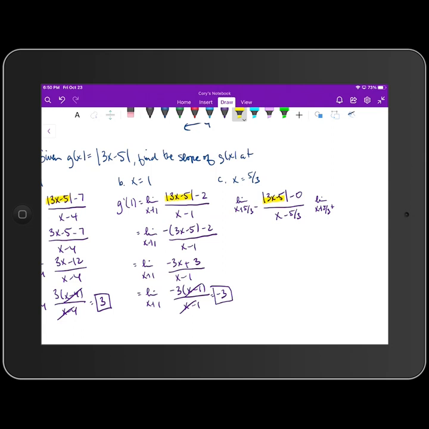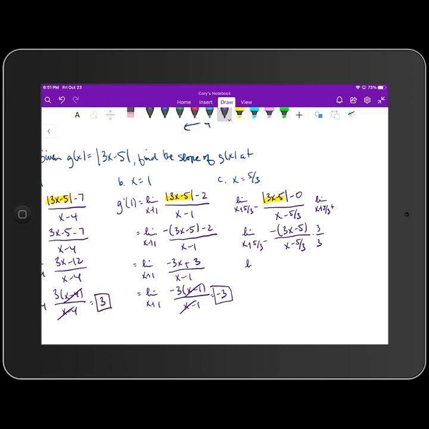So if the argument of the absolute value function is negative, we're going to rewrite that absolute value as the opposite of that quantity. So this is going to be the opposite of 3x minus 5 over x minus 5/3. Now, if I try using direct substitution here, I get something of the form 0 over 0, which means I need to manipulate this expression. So the best thing for me to do here is to multiply the top and bottom by 3.